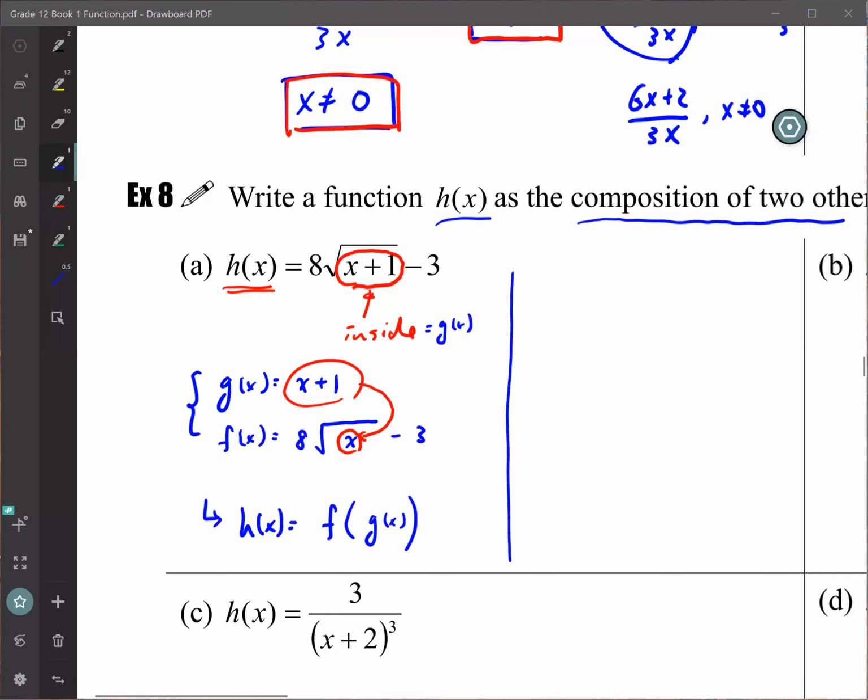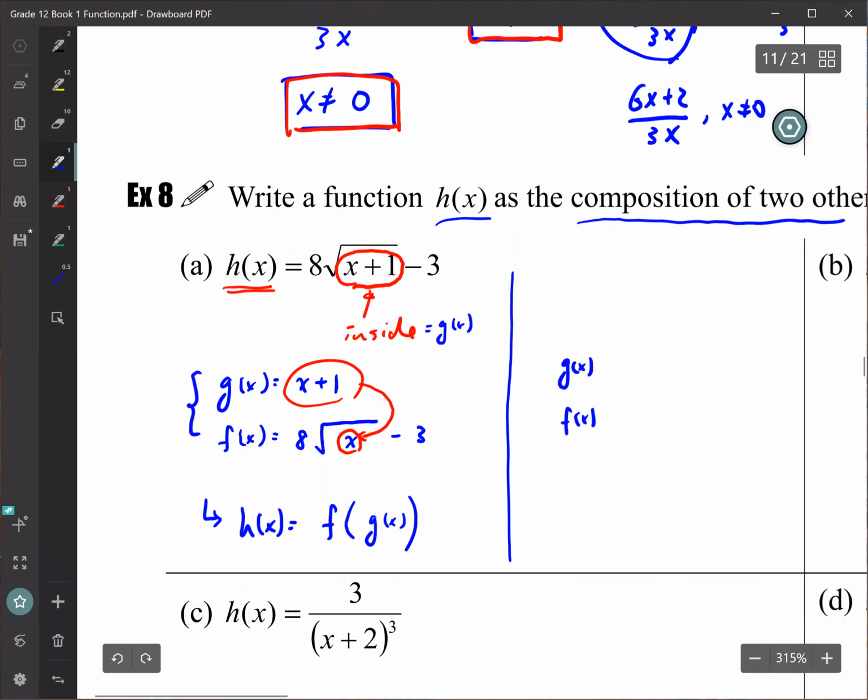Okay, so can anybody come up with a different one, different inside and outside, other than the one I chose? Right, here I chose x plus 1 to be inside. Any other choice? There are many ways. Yes. Okay, William, what do you want to choose to be the inside? Square root x plus 1.